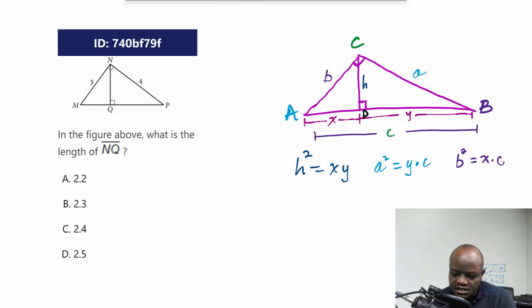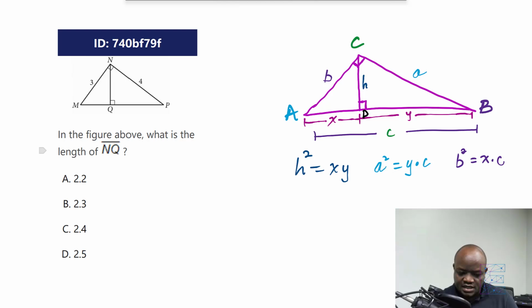And last but not least, to find B, which is the hypotenuse of the smallest triangle, you take the leg of that small triangle times again the length of the entire figure. So those three equations you need to know to be able to work this problem out. So let's go back to the question at hand.